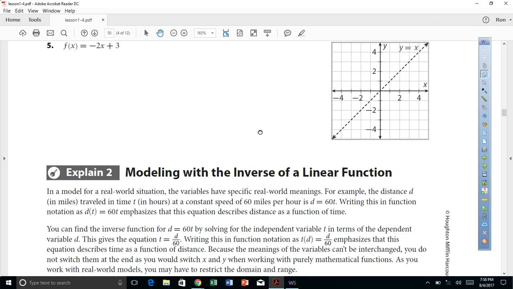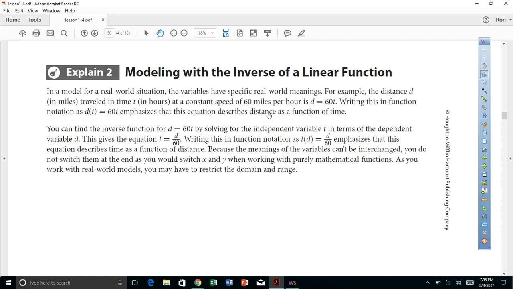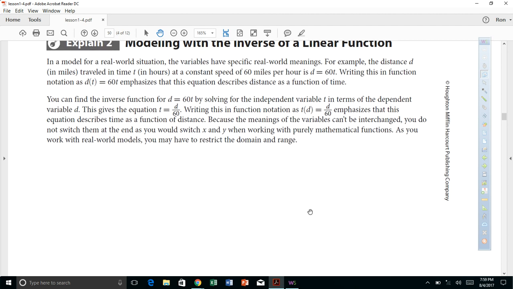Modeling with the inverse of a linear function. In a model for a real-world situation, the variables have specific real-world meanings. For example, the distance d in miles traveled in time t in hours at a constant speed of 60 miles per hour is d equals 60t. Writing this in function notation as d of t equals 60t emphasizes that the equation describes distance as a function of time.